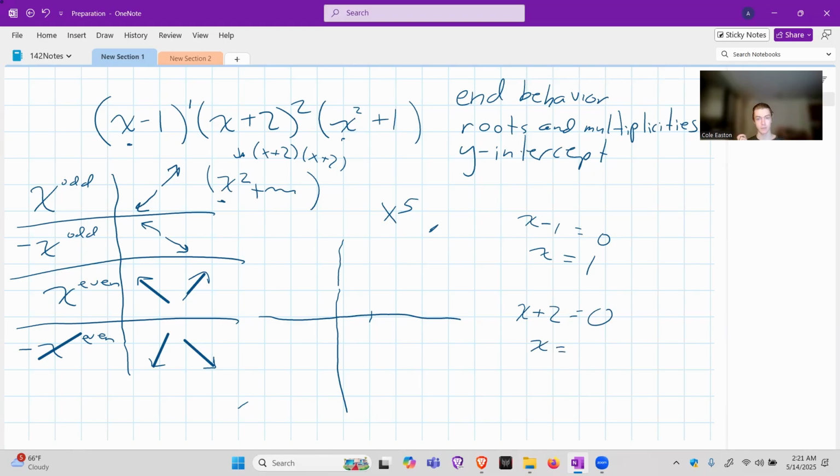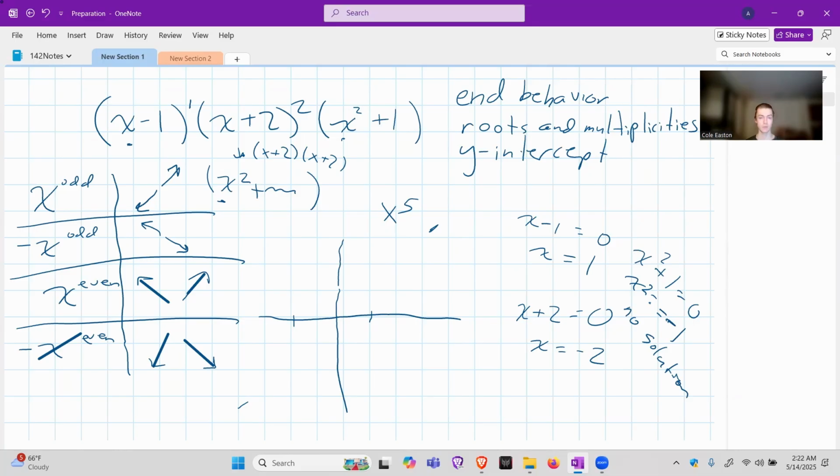And so x equals -2. Okay, so that is right here. And this is a quadratic root, right? So this is going to look like a parabola on that root. And there's no more roots, right? If I say x squared plus 1 equals 0, then I get x squared equals -1, and there's no solution to that, right? I can't square a number and get a negative number. So that factor yields no roots.